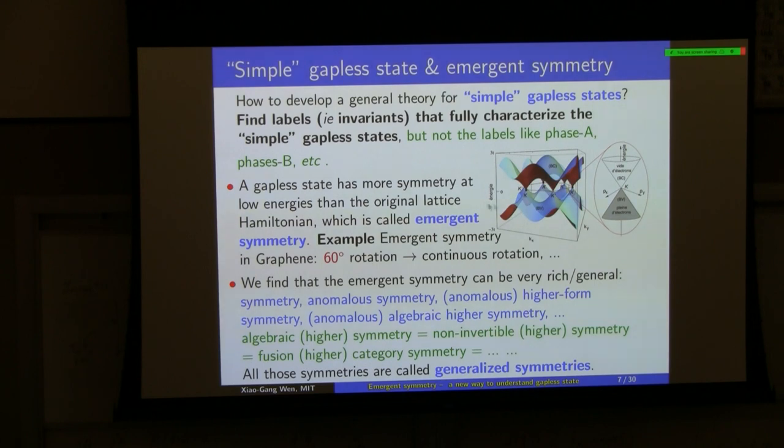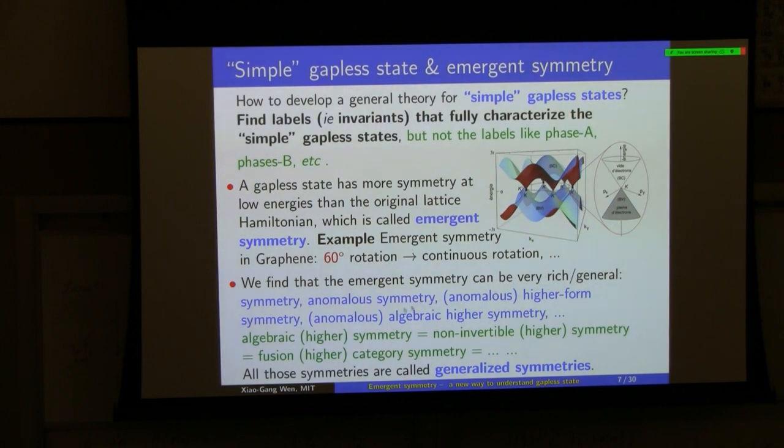So we're hoping to use this emergent symmetry to characterize these gapless states. That's the desire. Especially in the recent study of this emergent symmetry, we find that it can be very general. Like this, from 60 degree rotation to continuous rotation. That's one example. However, this kind of emergent symmetry is still described by a group, but just a bigger group.